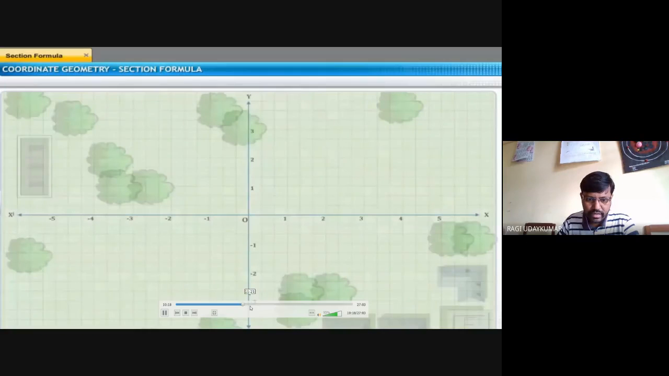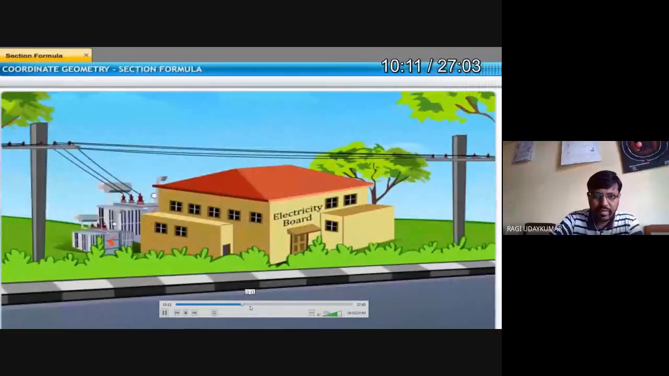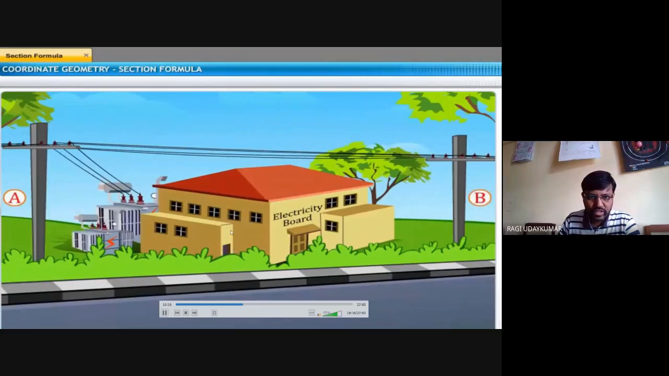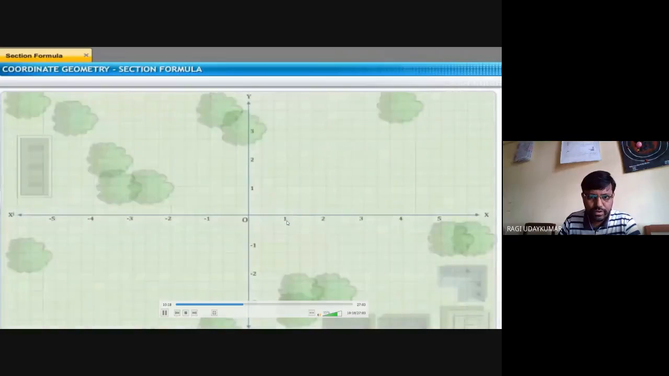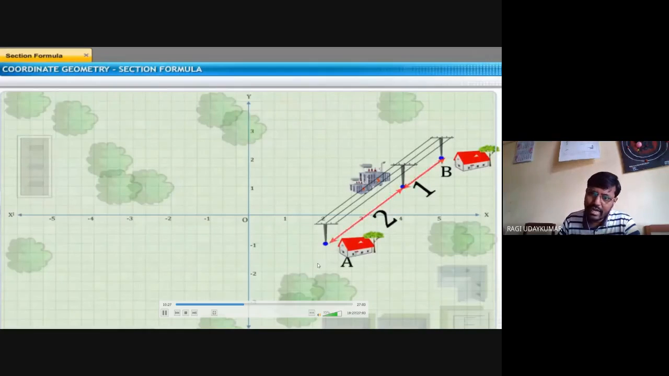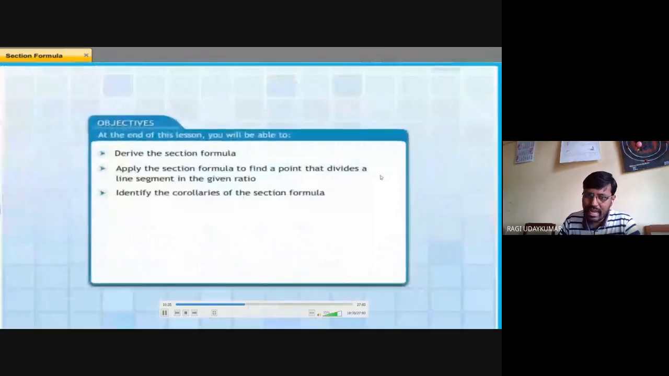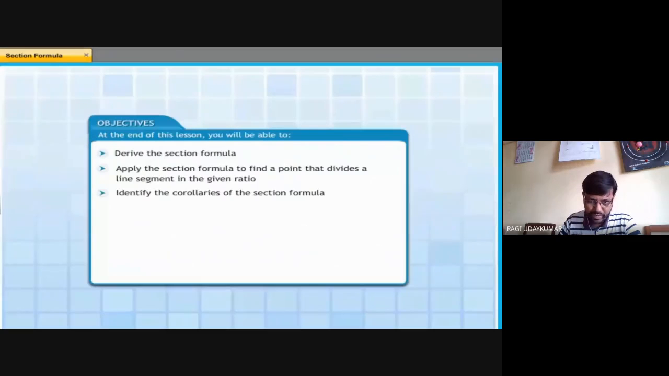So now you see here, whenever you are considering the section formula. Here, if you see this paragraph, A is one point, and B is the other point, and this is a point here, and this point is dividing the line segment in some ratio.